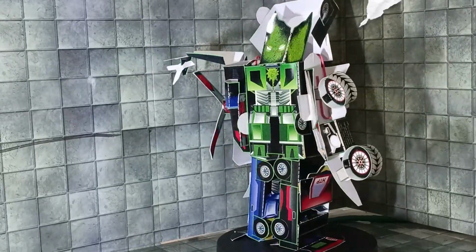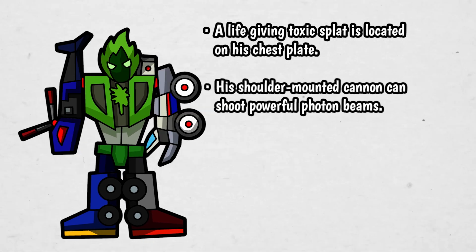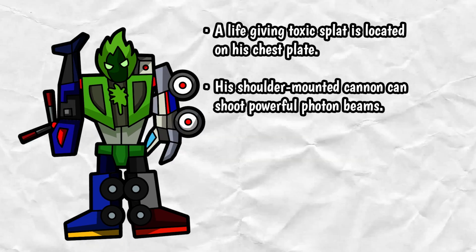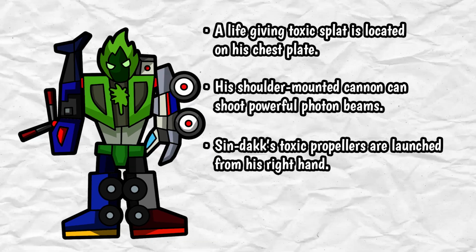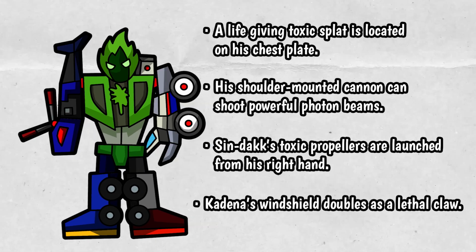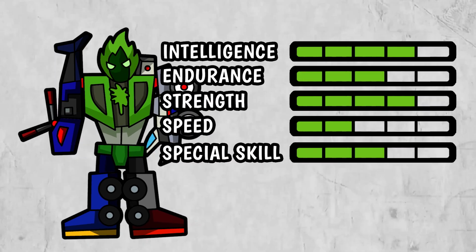He's pretty cool. A life-giving toxic splat is located on his chest plate. His shoulder-mounted cannon can shoot powerful photon beams. Sindak's toxic propellers are launched from his right hand, and Cadena's windshield doubles as a lethal claw. And lastly, these are his stats.